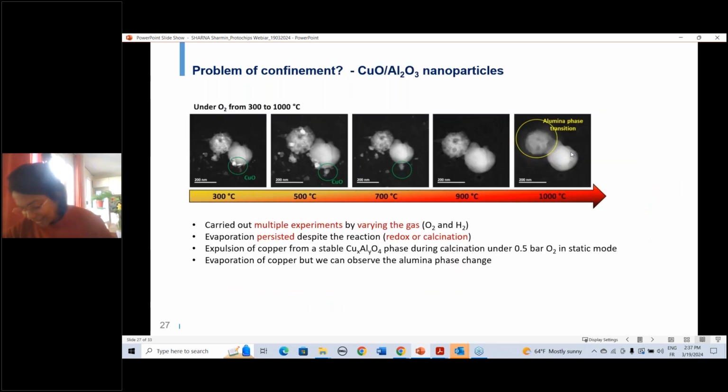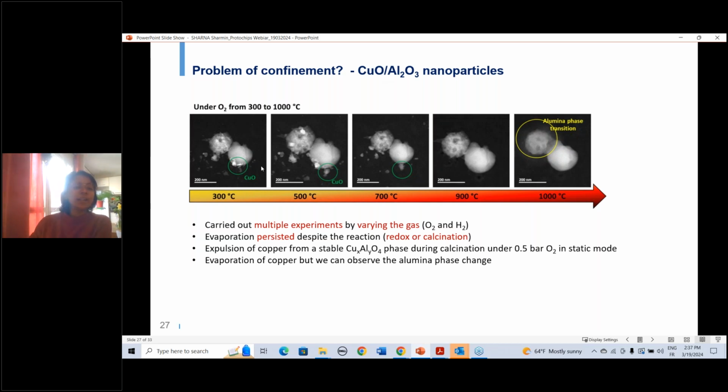Then we realized that it could be related to the material itself, that we crushed our material and then suspended it, and that could link to this migration effect. So can we confine the copper oxide into a nanoparticle form? In order to do that, we specifically synthesized nanoparticles of copper oxide and alumina.